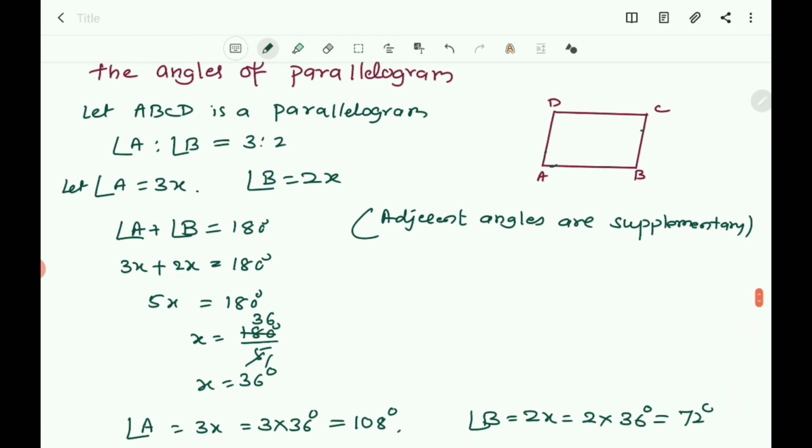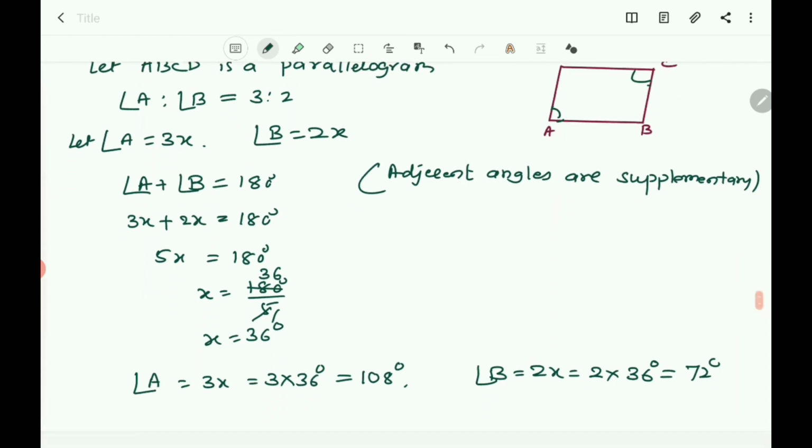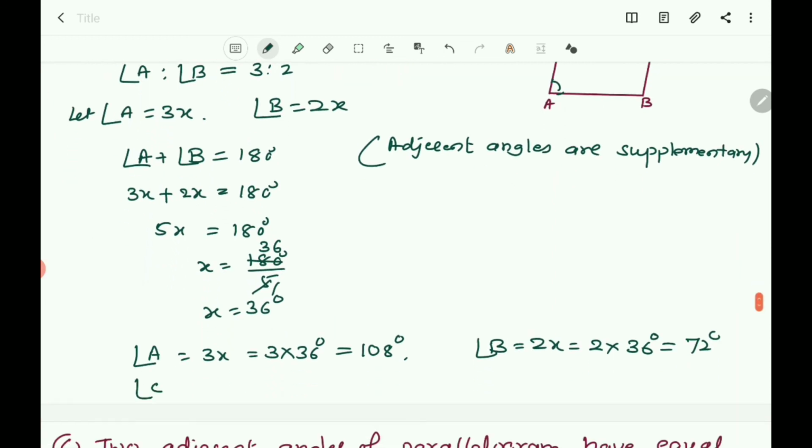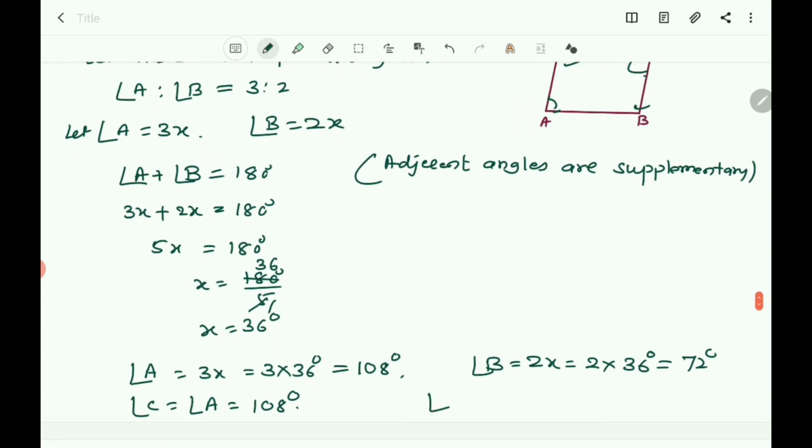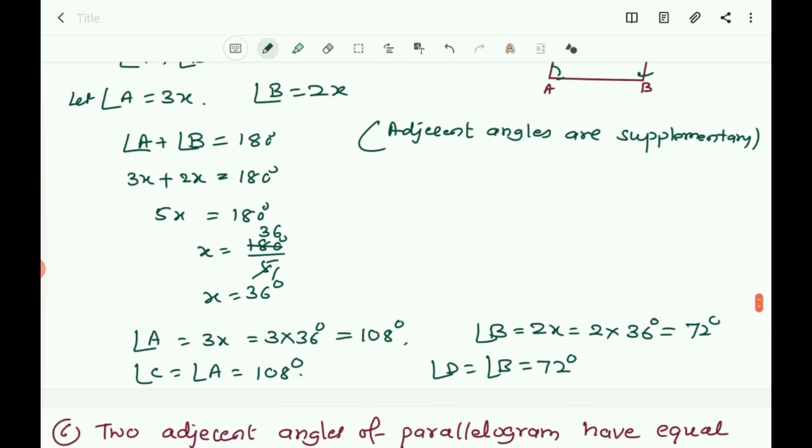So what is the opposite angle of angle A? That is angle C. So angle C is equal to angle A, which is 108 degrees. And what is the opposite angle of B? That is D. So angle D is equal to angle B. Both of them are equal to 72 degrees. So 108 degrees, 72 degrees, 108 degrees, 72 degrees. These are the measurements of the angles of the parallelogram ABCD.